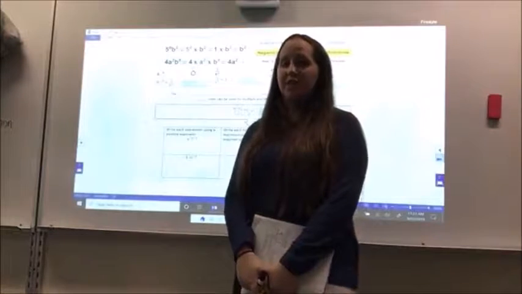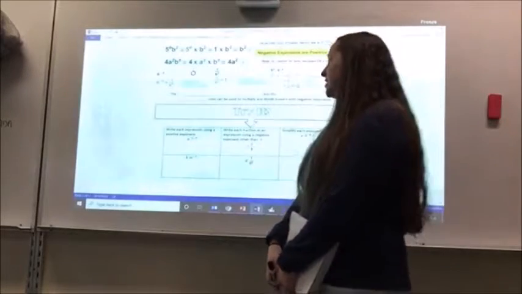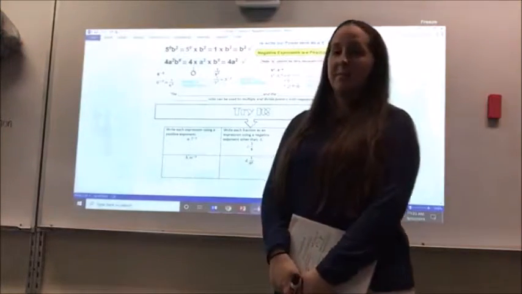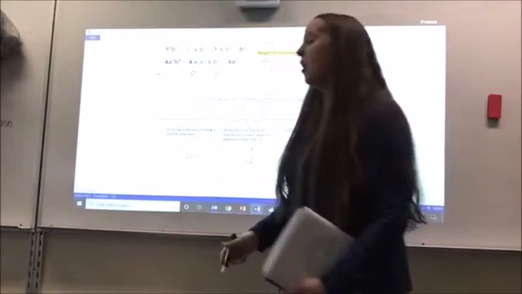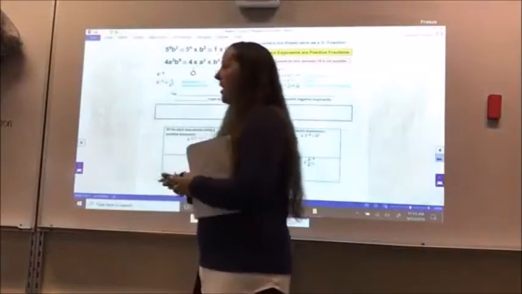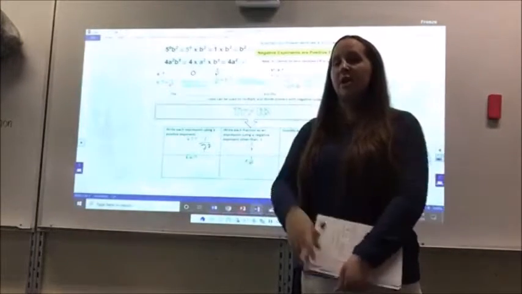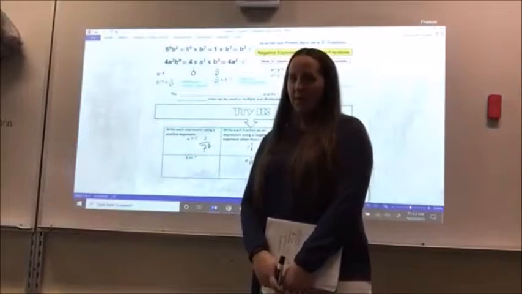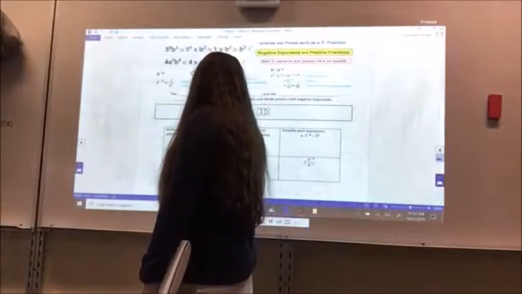All right, now that you've had a chance to try the problems, let's go over the answers together. Letter A says write each expression using a positive exponent. I have 7 to the negative 2nd power. All I have to do is rewrite this with a positive exponent, so I have 1 over 7 squared, because all I did was move it down to the denominator of a fraction. Letter B says m to the negative 4th power. Again, I rewrite this as 1 over m to the 4th power.